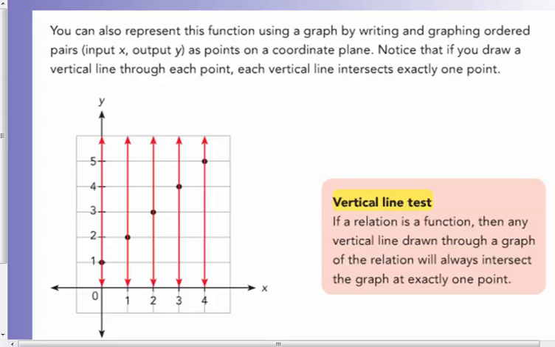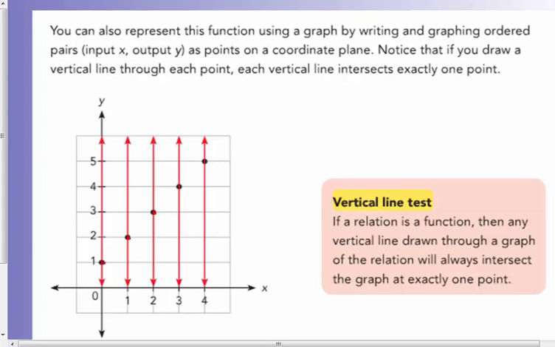Graph them as points on a coordinate plane, Cartesian plane better. Notice that if you draw a vertical line through each of the points, each vertical line intersects exactly one point. So the point 0, 1 only gets hit once. The point 1, 2 only gets hit once. 2, 3 only once. 3, 4 only once. And 4, 5 only gets hit once.